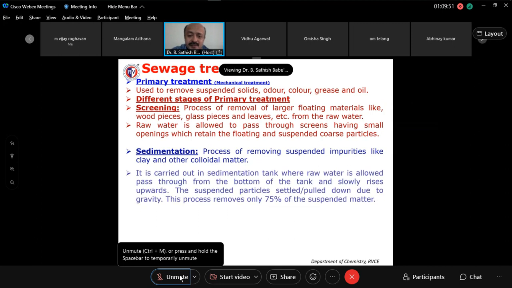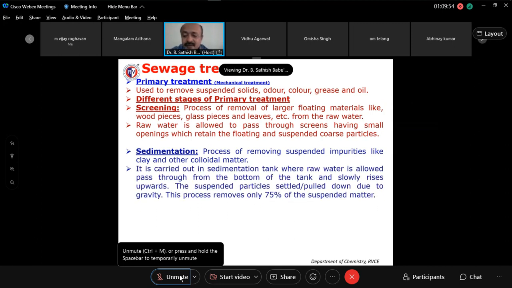In the sedimentation process, water is allowed to flow from the bottom to top. That means it is carried out in a sedimentation tank where raw water is allowed to pass through from the bottom of the tank and slowly rises upwards. Because of gravity, these suspended particles will come down and settle down, right? The suspended particles are pulled down due to gravity. This process removes only 70%, 75% of the suspended particles.